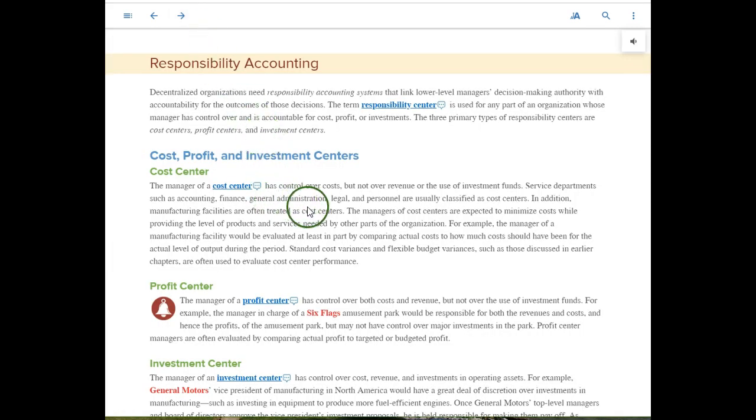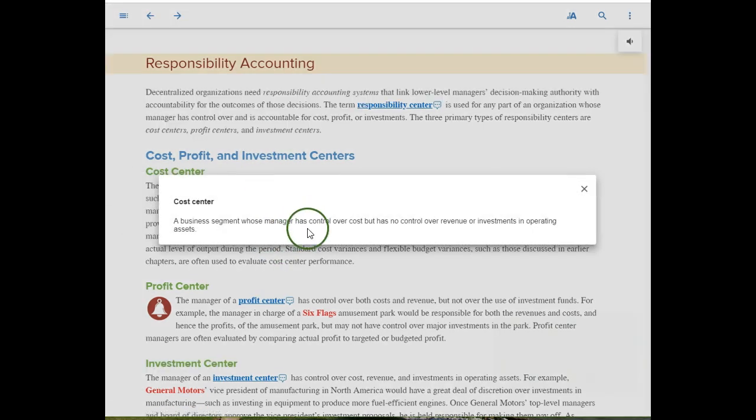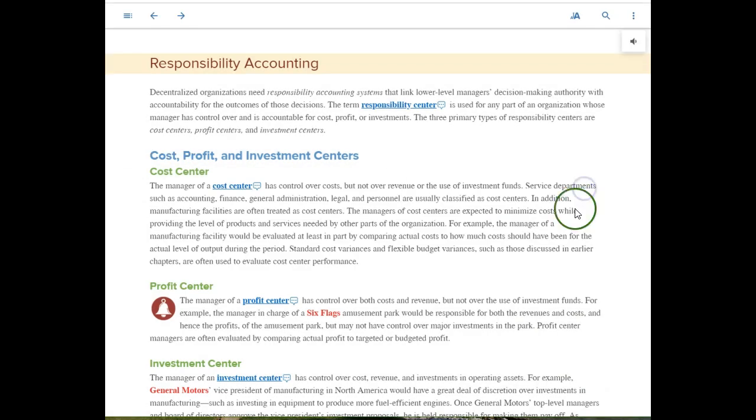Here we have some definitions we need to go over. First is the cost center. We can click here for a short definition. A cost center is a business segment whose manager has control over cost but has no control over revenue or investments in operating assets. So what type of area would this be? This could be service departments such as accounting, finance, and general administrative, even legal and personnel. It can also be manufacturing facilities. So these areas of the company, they spend dollars, they incur cost, but they don't generate revenues themselves.